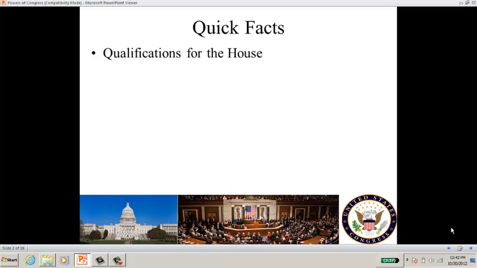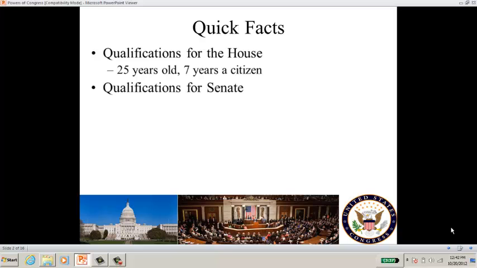Qualifications to be a member of the House of Representatives. You need to be 25 years old and 7 years a citizen. Mr. Bell is thrilled that he is eligible to run for House of Representatives. Qualifications for the Senate. You must be 30 years old and 14 years a citizen. So kind of important that the standard is a little higher to be a senator. We'll talk about why in a second.